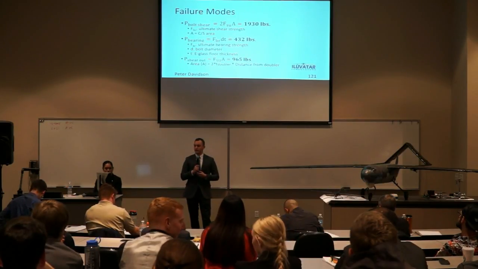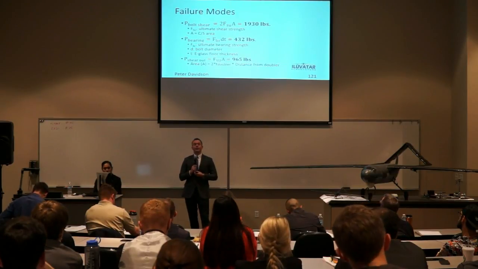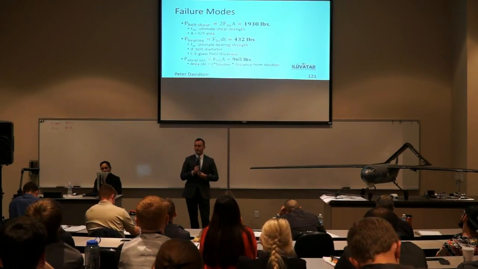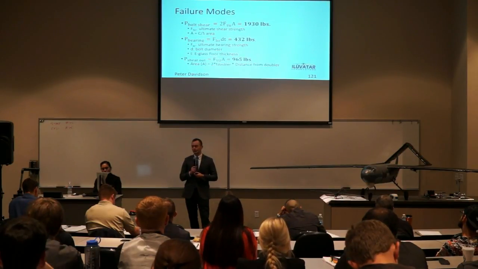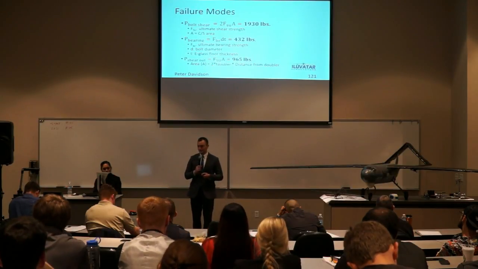You can see the equations used for them. The cross-sectional area for the shear failure was the cross-sectional area of the bolt, and for the shear out, it was the thickness of the doubler times the distance from the doubler itself to where the force is being applied. So those are our failure mode calculations right there.